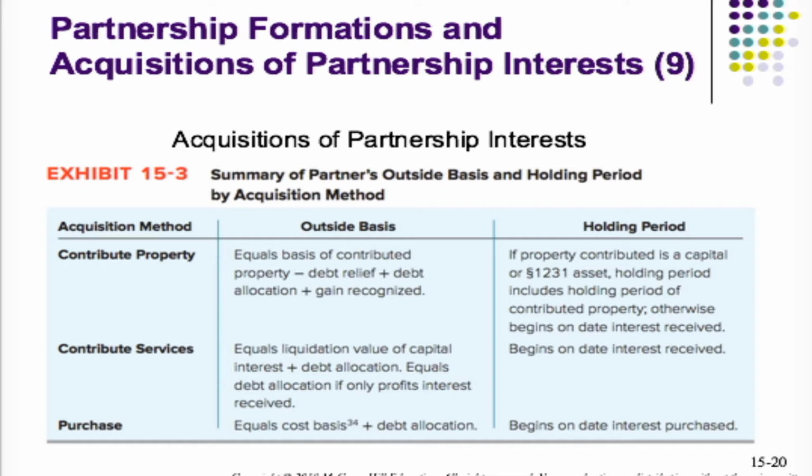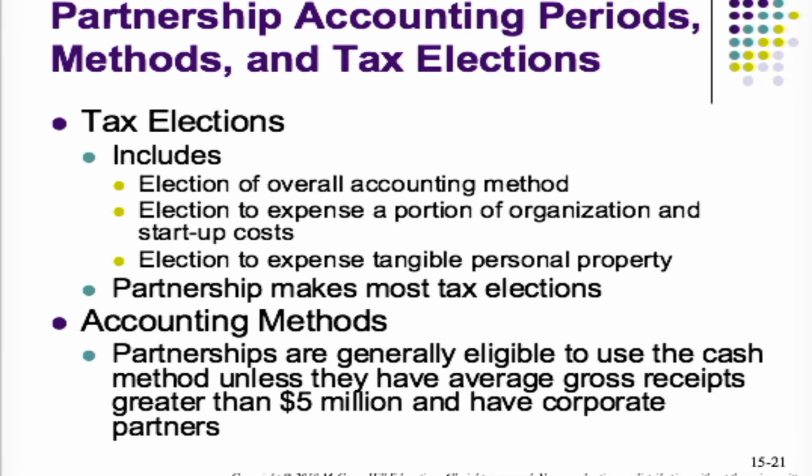Just a nice reference slide for holding period and basis. Now at the partnership level, a lot of the elections for tax purposes are made, and then, like I said, the various tax effects of those elections would be allocated out and passed through to the individual owners, I should say.